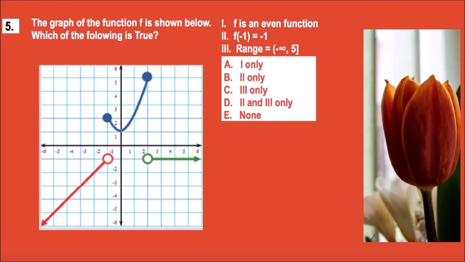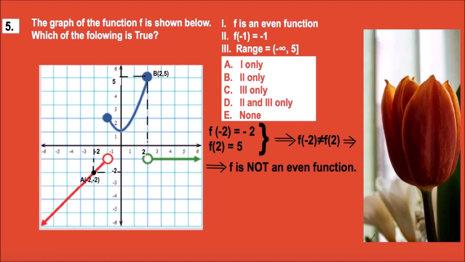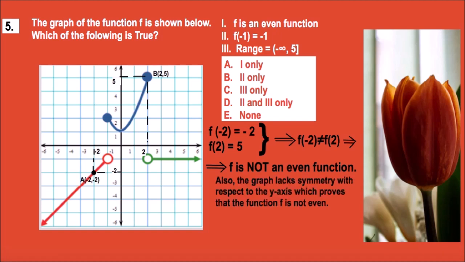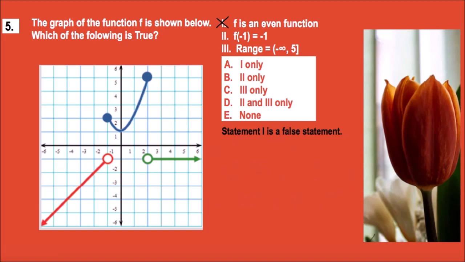Question 5. The graph of the function f is shown below. Which of the following is true? 1. f is an even function. f of -2 is equal to -2. f of 2 is equal to 5. Thus, f of -2 does not equal f of 2. Therefore, f is not an even function. Also, the graph lacks symmetry with respect to the y-axis, which proves that the function f is not even. Statement 1 is thus a false statement.